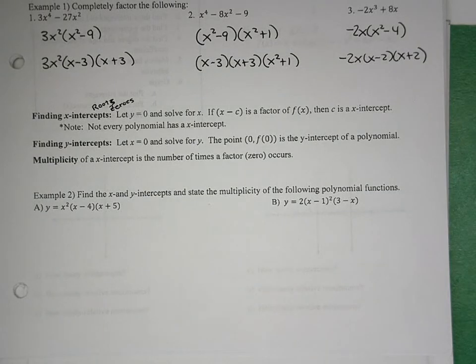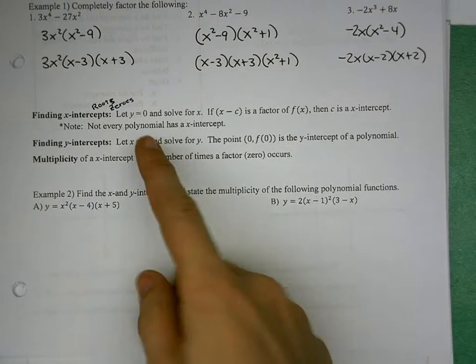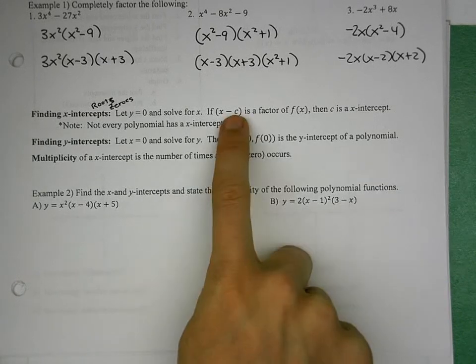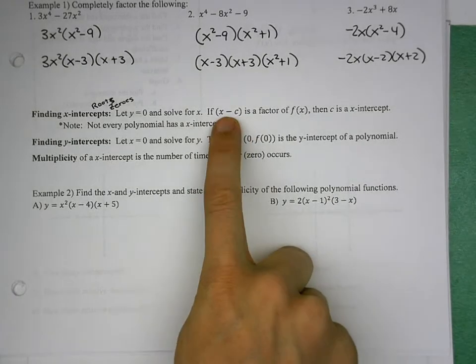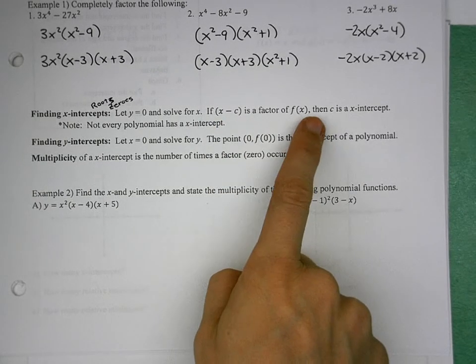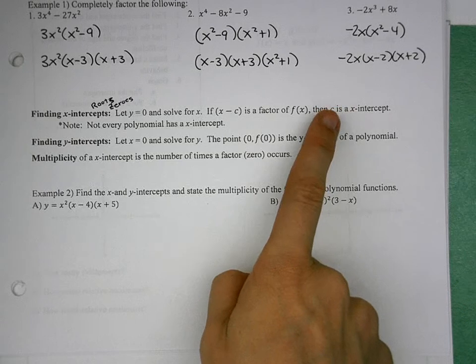There's a slight difference between the two, which we are going to discuss, but for all intents and purposes, these three words, x-intercepts, roots, and zeros, are almost synonymous. Almost. Not quite, but almost. Okay? So, to find our x-intercepts, we would let y equal 0, and we'd solve for x. And then if you find a 0, say 2 or 5 or whatever the case may be, that x minus c, that x minus 2 or x minus 5, is a factor of f of x. Okay, and that would mean that c was your x-intercept.